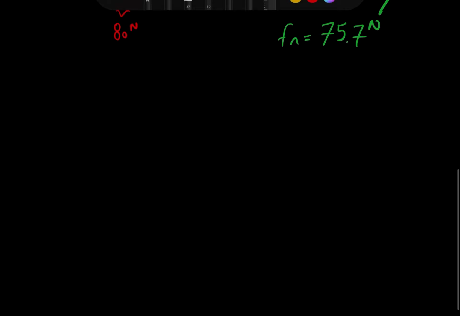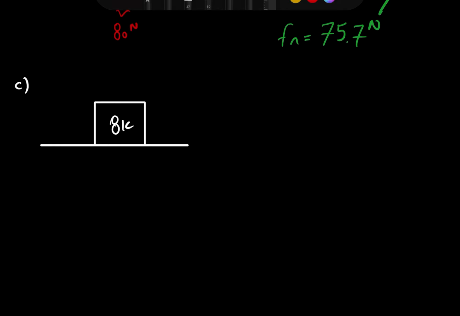Of course, there could be scenarios where you don't have any forces pulling the object. So in the last scenario, let's imagine we have a block of mass about 8 kilograms, and we're just trying to figure out its normal force. The weight of this box is about 80 newtons, so it's 8 times 10, we already established that.